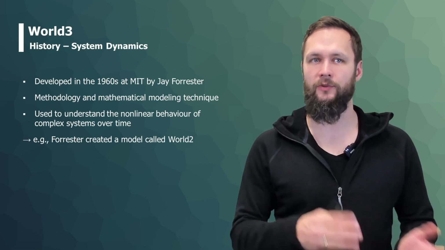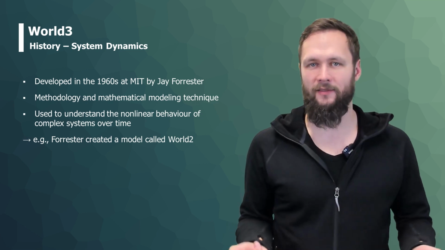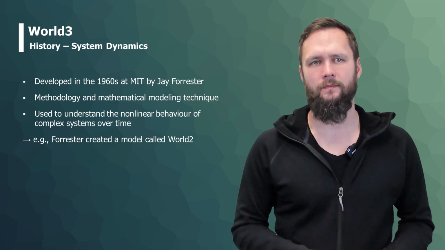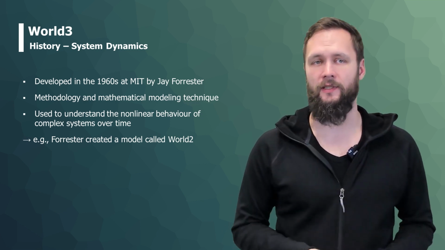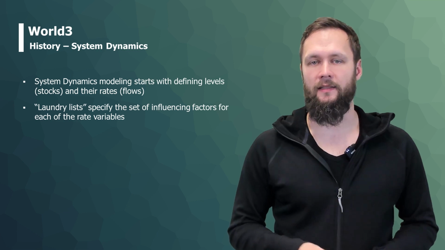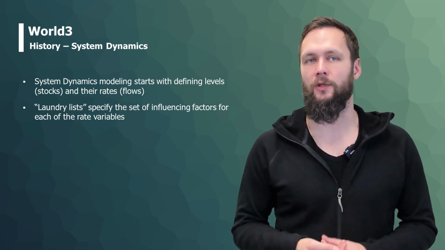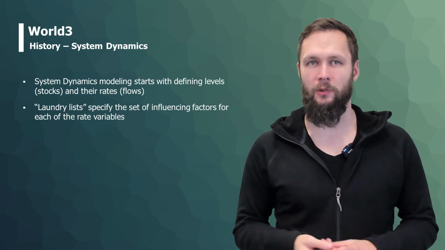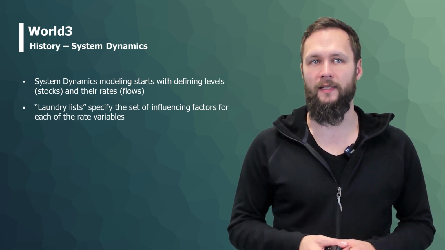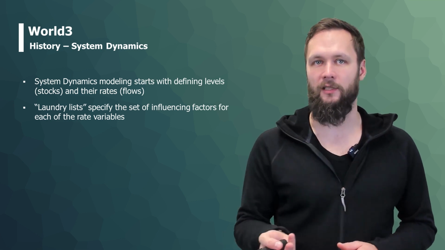And Forrester used system dynamics to create a model called World2. And yes, you can probably guess just by the name, it is the predecessor of World3. Not as powerful, but already going in a similar direction. And system dynamics is an approach that starts with defining so-called levels, or you can also call them stocks, and their corresponding rates or flows. And they also have so-called laundry lists, which specify the set of influencing factors for each of the rate variables.